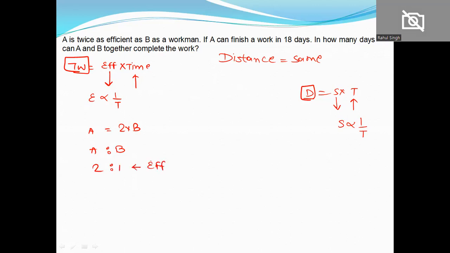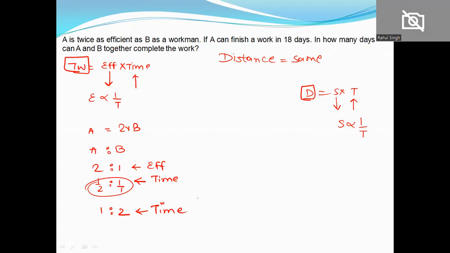What about the ratio of time? Ratio of time is nothing but the ratio of 1 by 2 and 1 by 1. So if we solve this, we'll get the ratio 1:2. So this is the ratio of time taken by A and B.